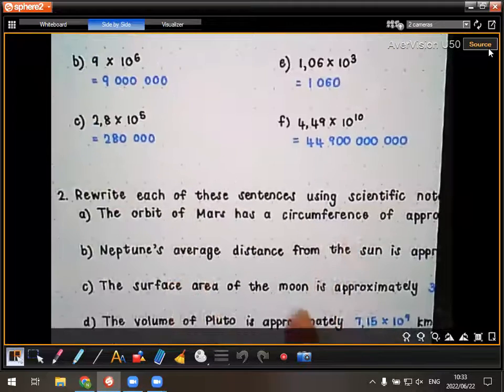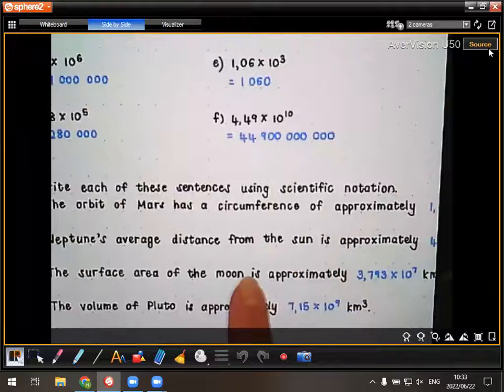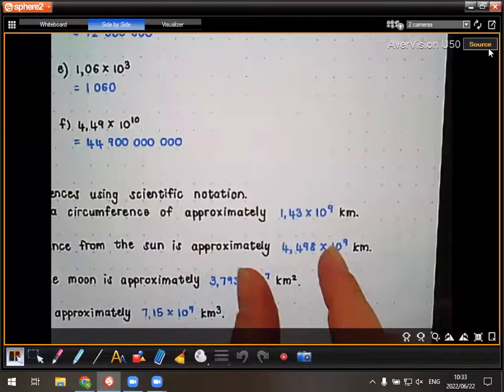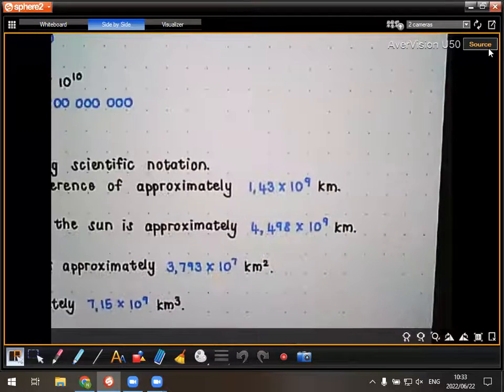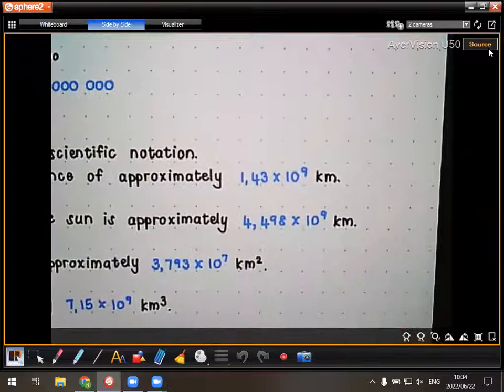Okay, then for number 2, I did ask you guys to rewrite the whole sentence, but there isn't enough space on my screen here. So just the sum in blue, that's what you had to change. They gave you a number in decimal notation, and you have to change it to scientific notation. So just mark the blue parts. For the first one, 2A, it's 1,43 times 10 to the 9. Then for 2B, 4,498 times 10 to the 9 as well.